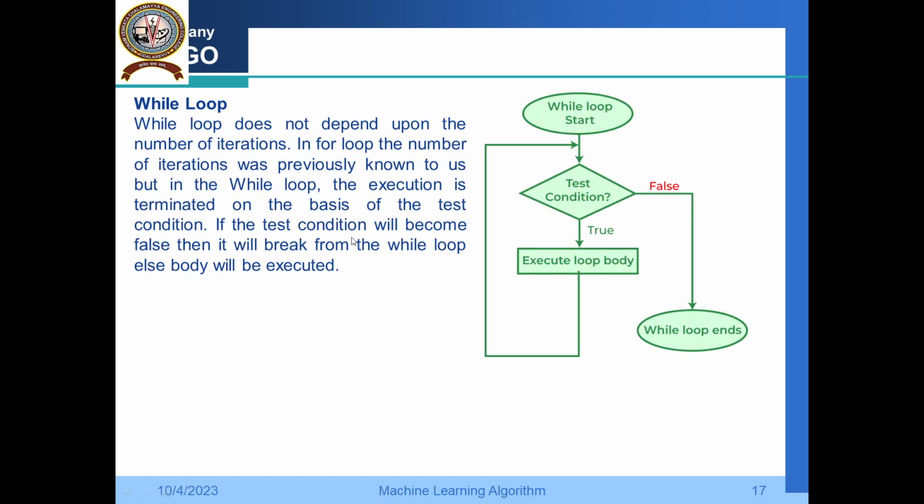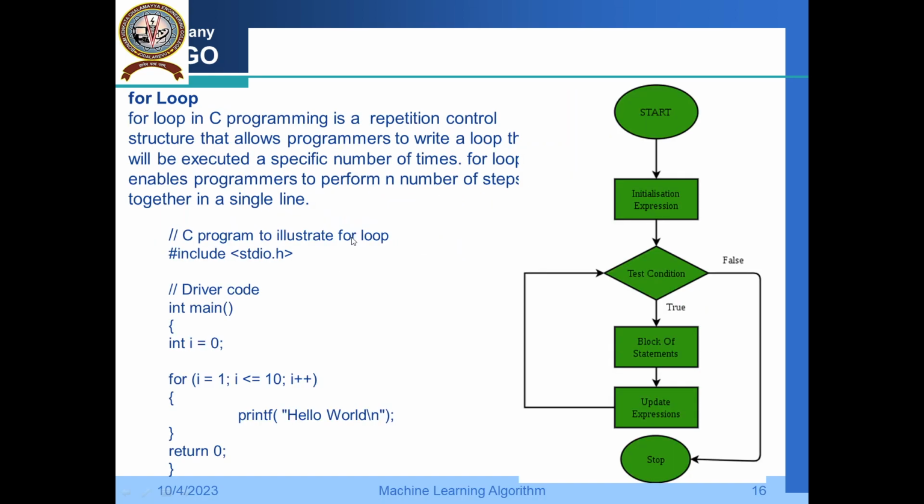Okay. So now if you see the flow chart here, we start, then initialize the expression, then we go for the test condition. If it is true, then the block of statements will be executed. If it is false, then it will stop here. Then update the expression and again you go to the test condition. So this is the for loop.